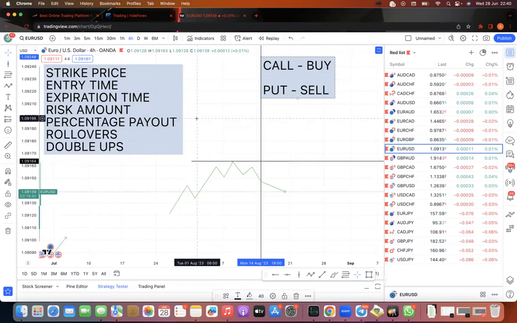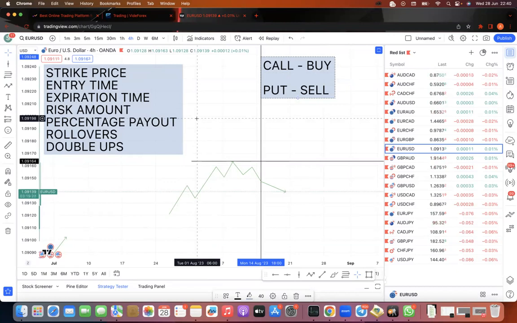Before you enter a trade in HFX, all the percentage payouts are displayed beside the currency pair. So you know how much you're going to gain if you win or lose the trade. It's displayed in percentage payouts. You can see 60%, you can see 70%, you can see 80%.